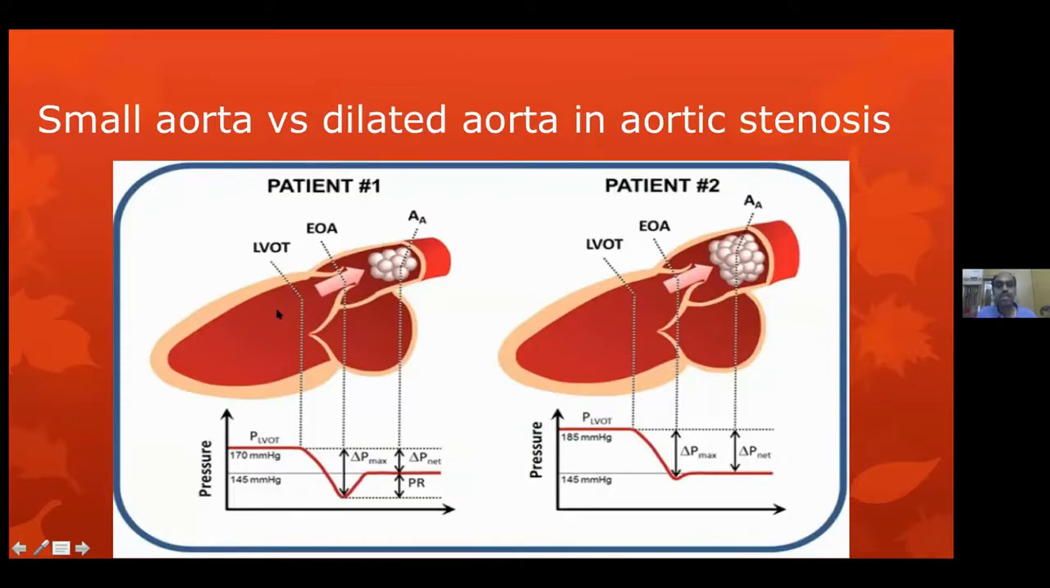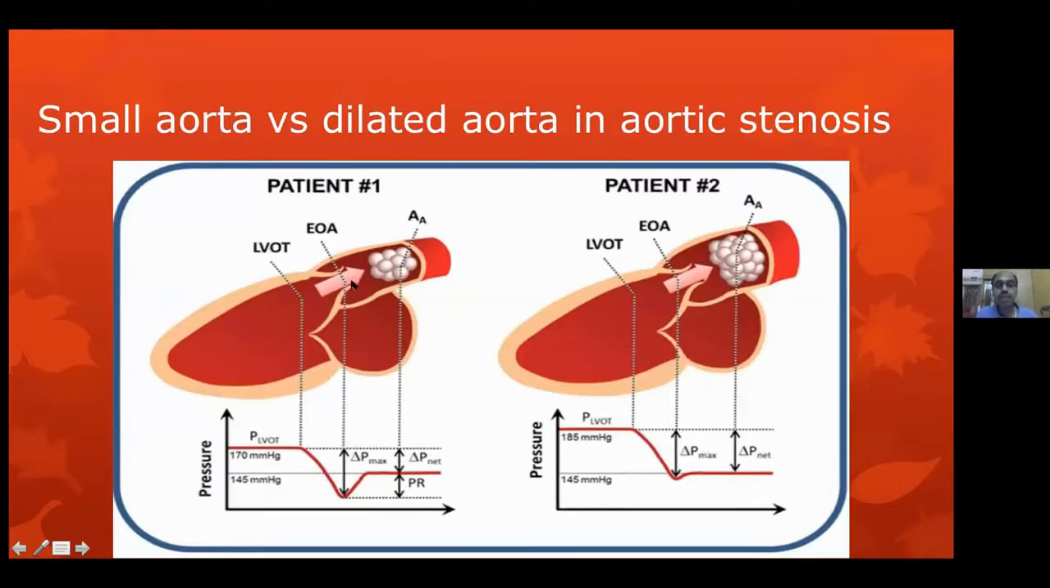Left ventricle is ejecting. There is a tight stenosis. So the pressure drops. The pressure drops because the potential energy is converted into kinetic energy and there is a pressure loss. So there is a high LV pressure of 170 which drops down to a much lower level at the level of tips of the valve, to as low as 100 millimeters of mercury.